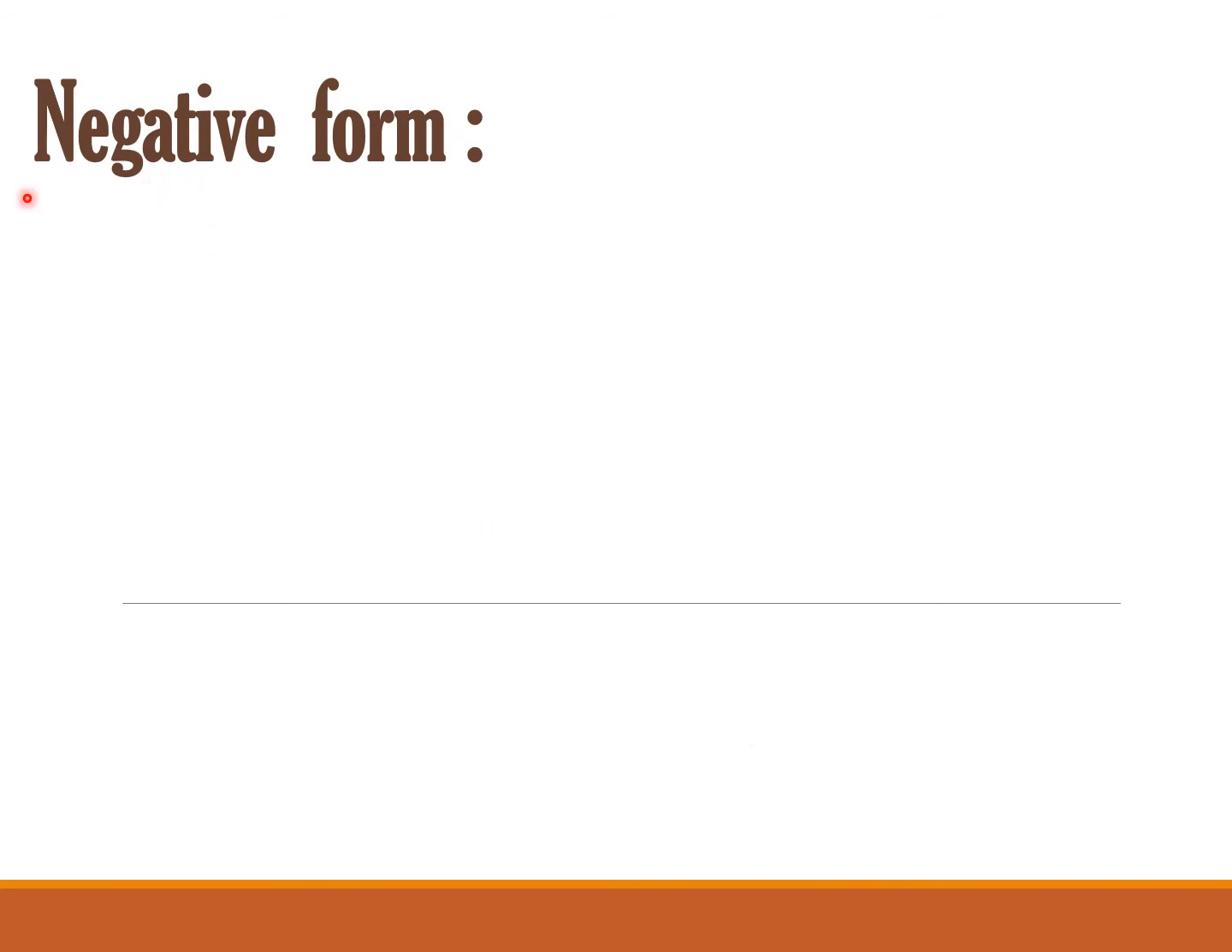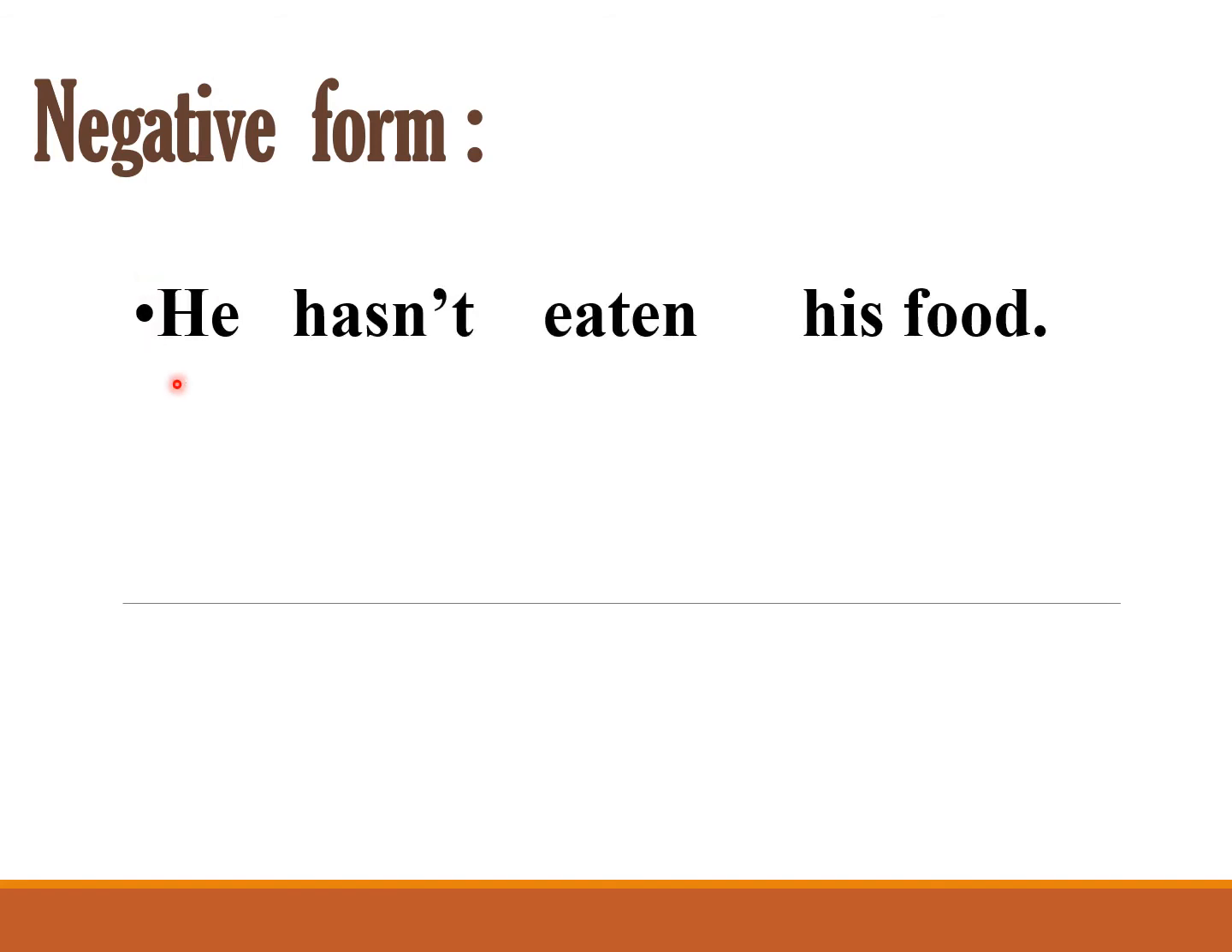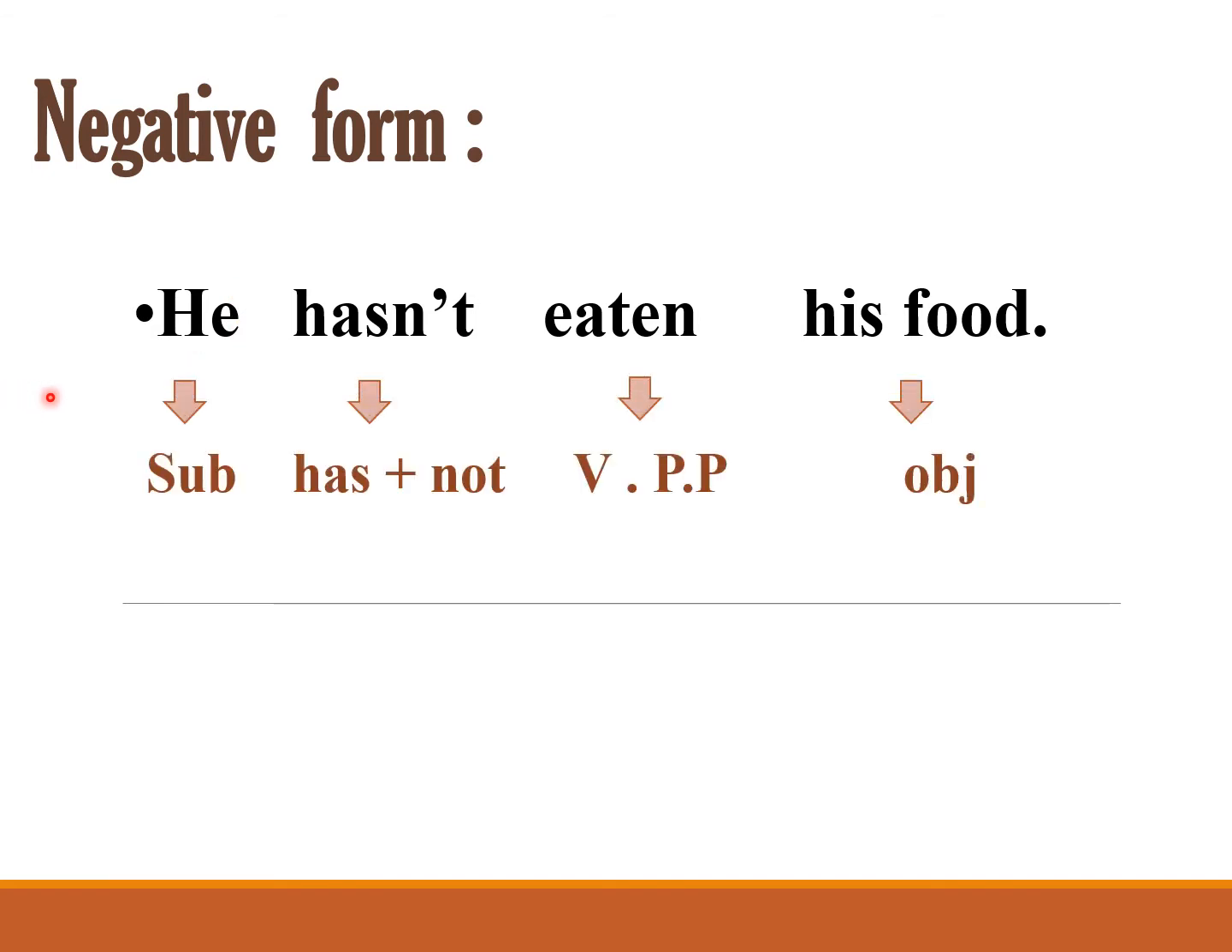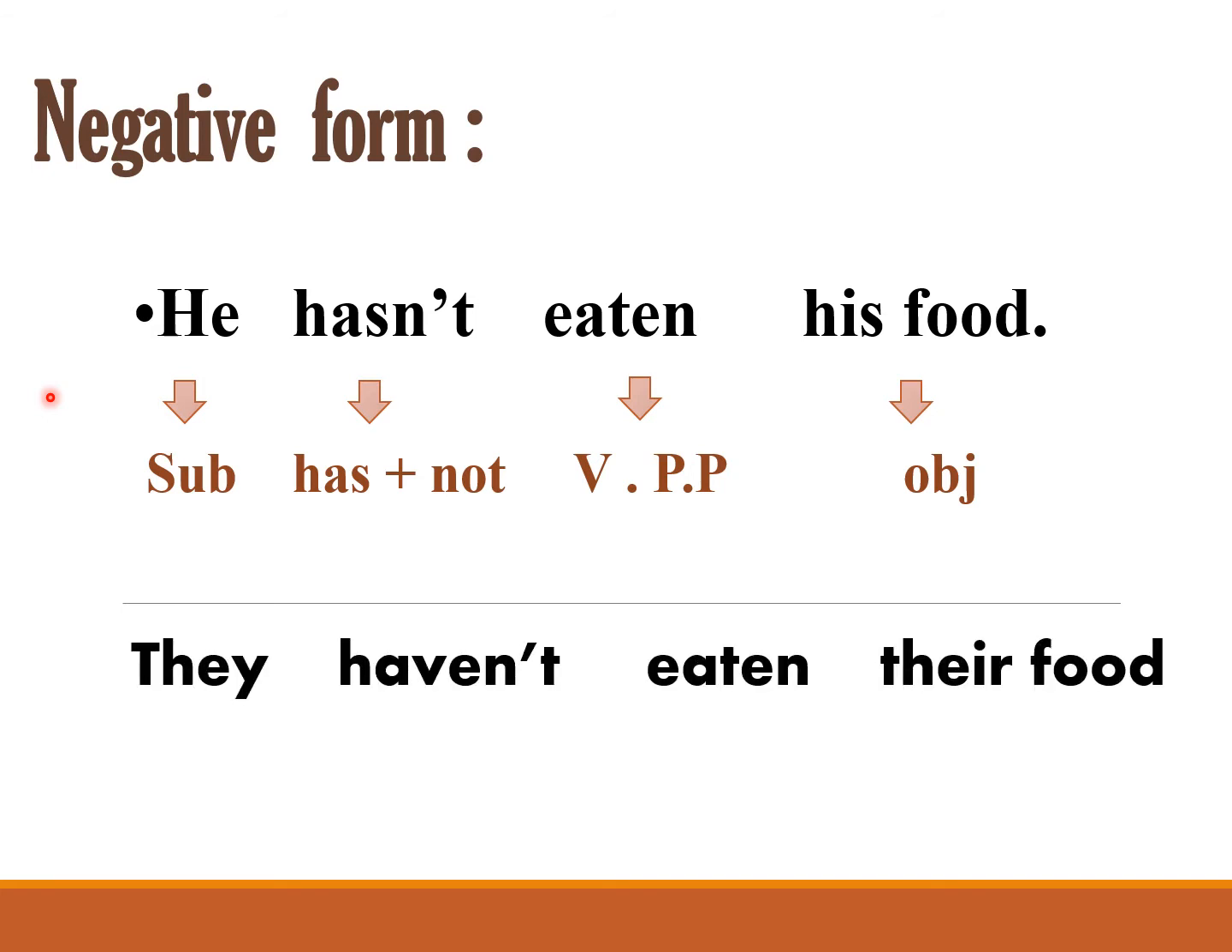What about the negative form? If we want to negate the sentence in present perfect, we add not with the helping verbs have and has. They become has not and have not. Look at this example. He hasn't eaten his food. We negate the sentence by adding not with has, hasn't, because we have singular, so we use has. Subject, has not, verb past participle and the object.